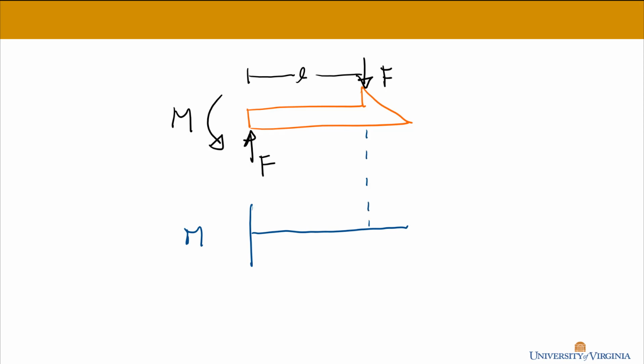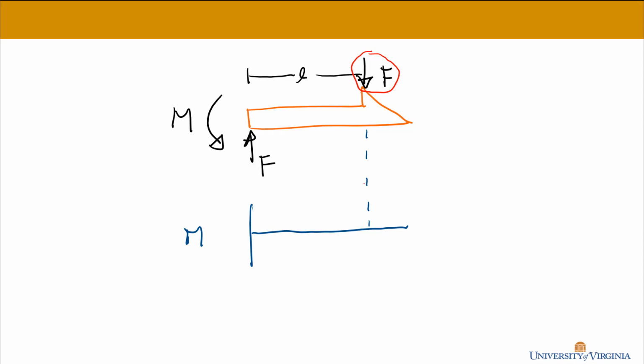And I'm going to start thinking about this point out where the force is applied. So the force is applied out here, and I'm drawing a dashed line down from that. So the maximum magnitude for the moment is F times L. We know that from earlier.